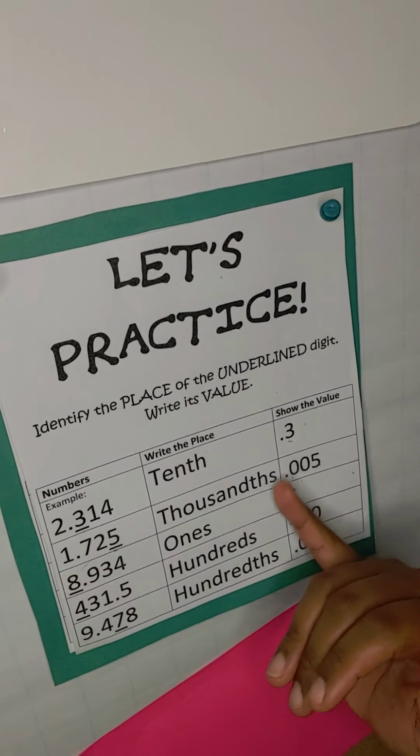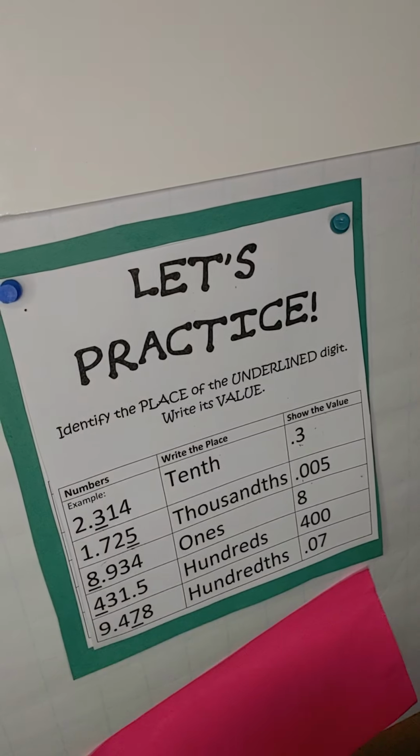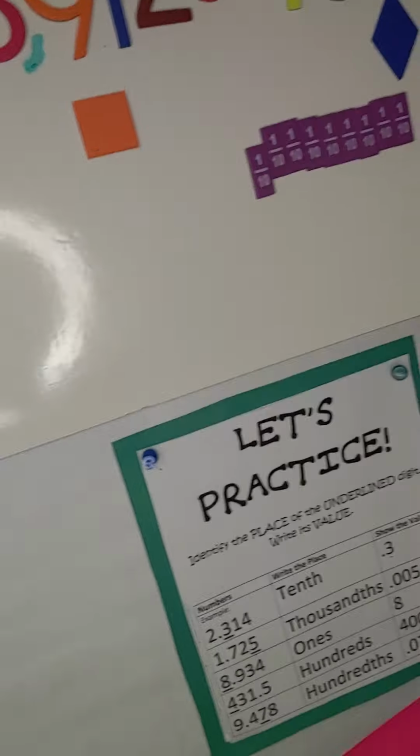Let's look at this one. The underlined digit is the 8, but that 8 is on the left side of my decimal. That 8 represents my ones place. It's on the whole number side. So in this case, that 8 represents ones, and the value of that is basically 8 ones, and so on. So just take a couple moments and look at the other examples. And I also recommend doing some more practice at home as well.